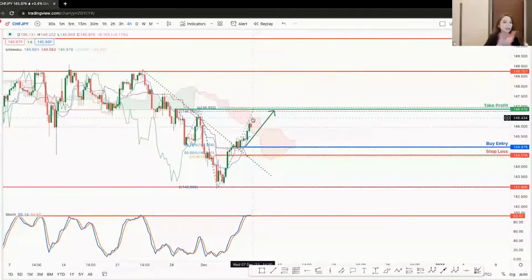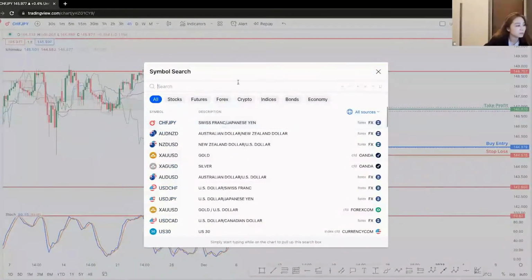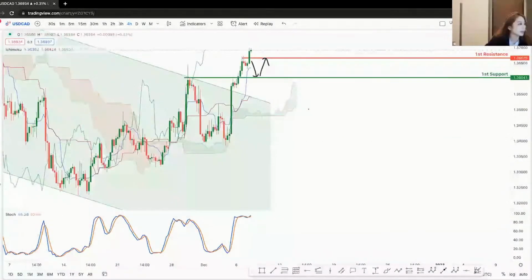All right, so this analysis is something to be observed. I would say that we have to wait for the price to react to this current stage first before we could decide on any direction. Okay, let's look at another pair. Dollar CAD it is.